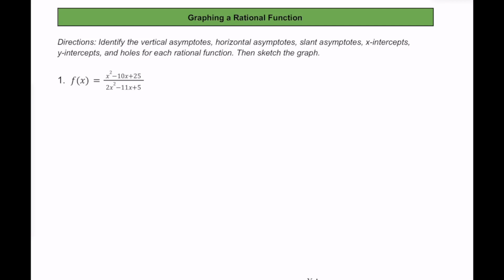In this video, we're going to go ahead and practice graphing a rational function together. Now, if you'd like to do this problem with me using the same PDF, you can find a link to that below. Let's get started.